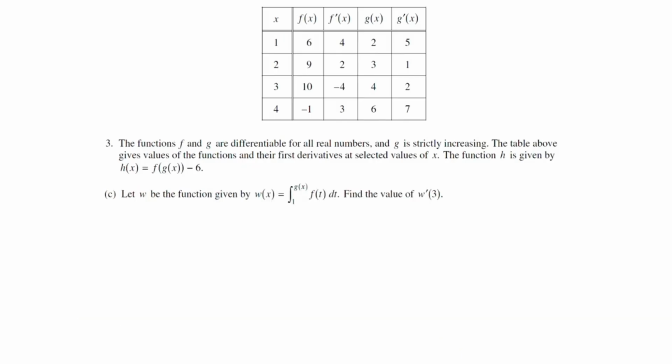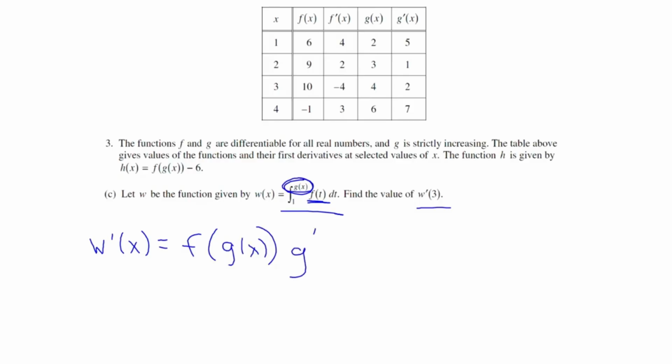In part C, it says w is now the function, the integral from 1 to g of x of f of t dt. Find the value of w prime of 3. So we want the derivative of this integral from a constant to a function of another function. So w prime of x, the derivative of an integral from a constant to a function is just the inside function there, f, evaluated at the g of x function, the one that's in the upper limit, and then we need to multiply that by the derivative of g.